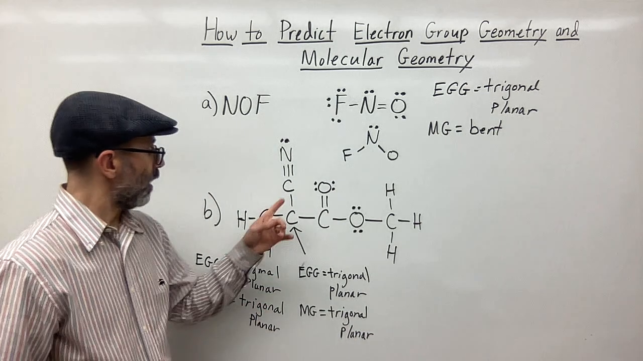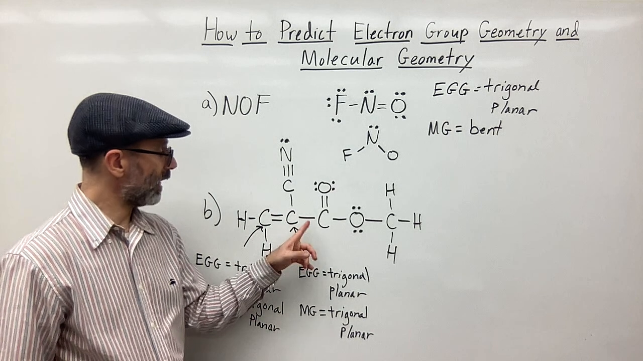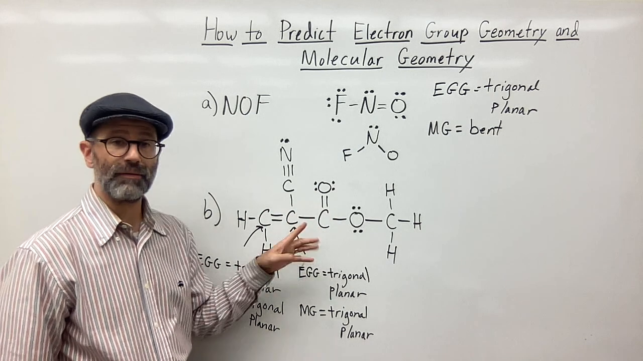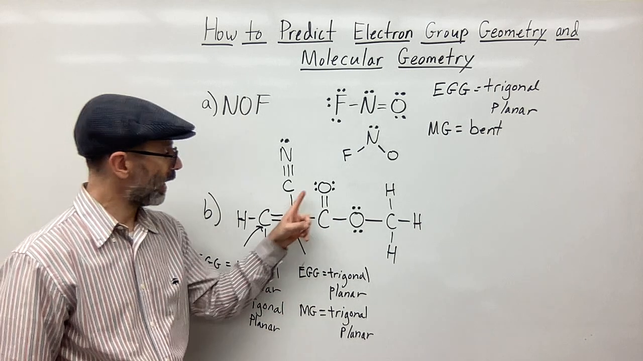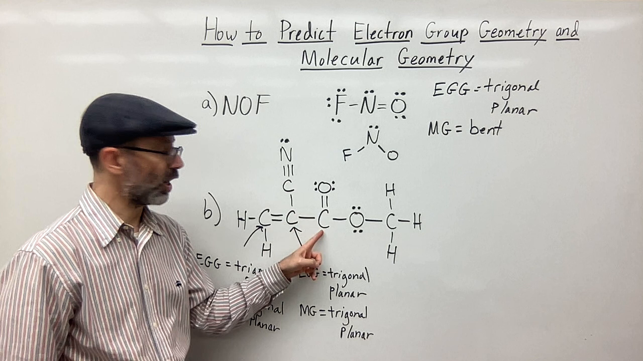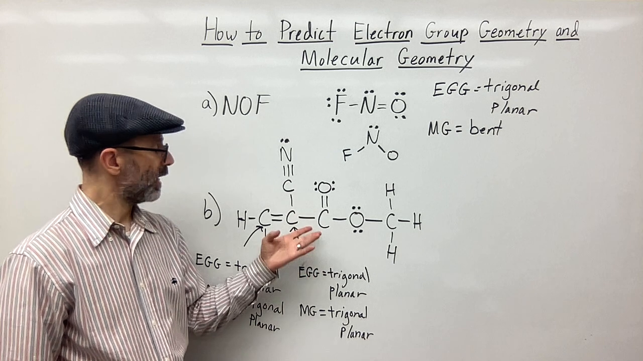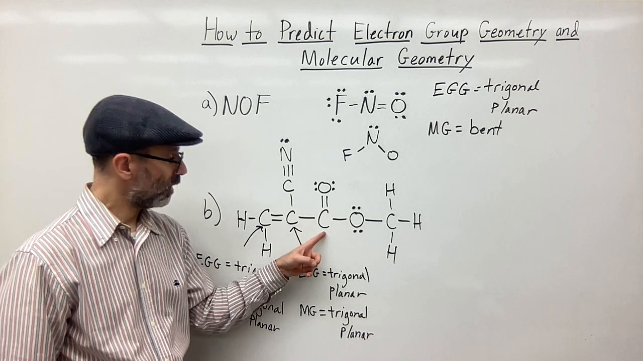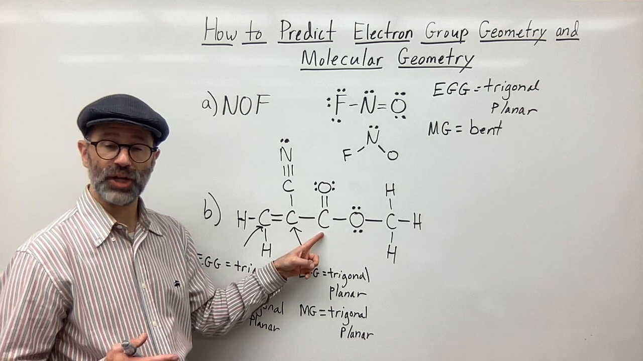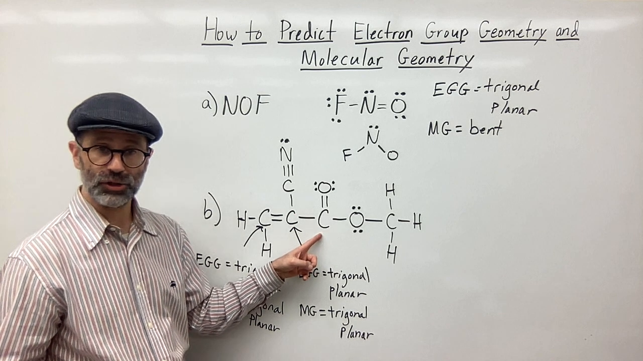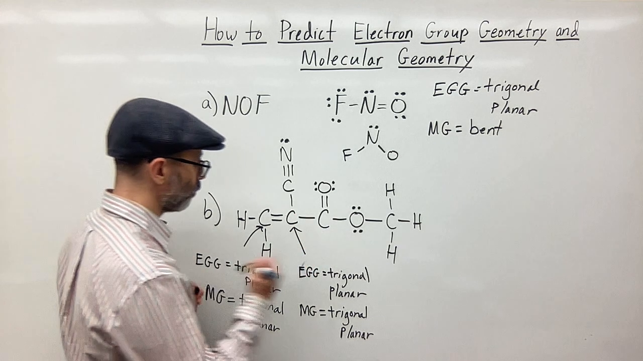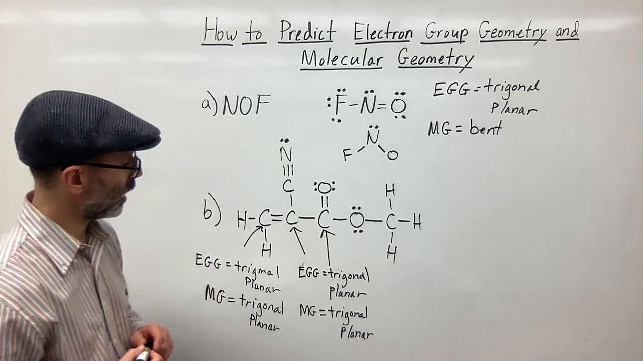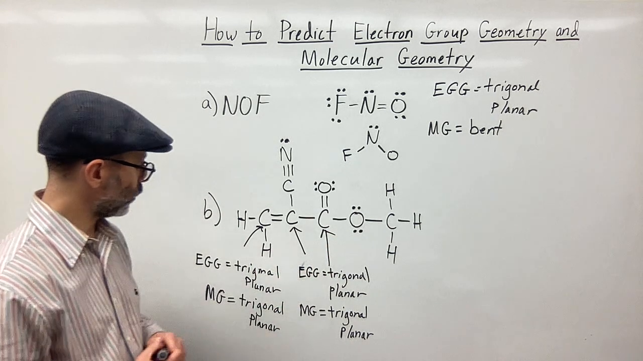Okay. Next carbon, we have, again, 1 group, 2 groups, 3 groups. We have 3 bonding groups. So again, this is going to be electron group geometry, trigonal planar. And since there's no lone pairs on my central atom, then the electron group geometry is identical to the molecular geometry. So it's going to be trigonal planar as well. So we'll draw an arrow there. So these are identical.